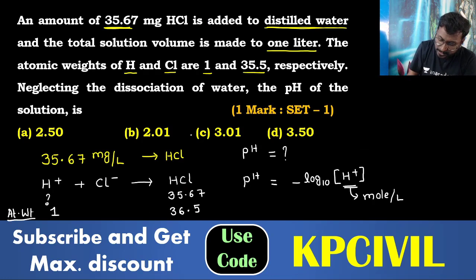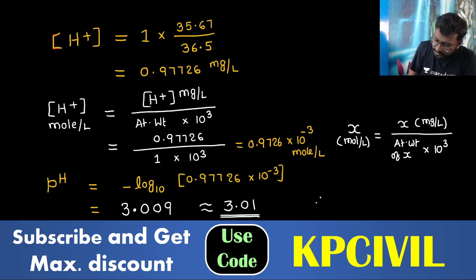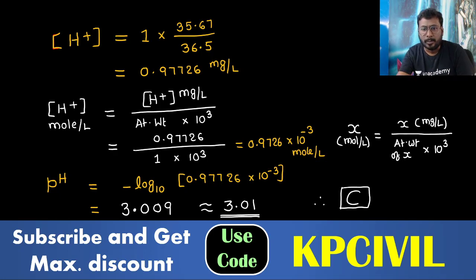According to the given options, what is the answer? 3.01 is provided in the options, so the answer is option C. Okay, we'll move on to the second question.